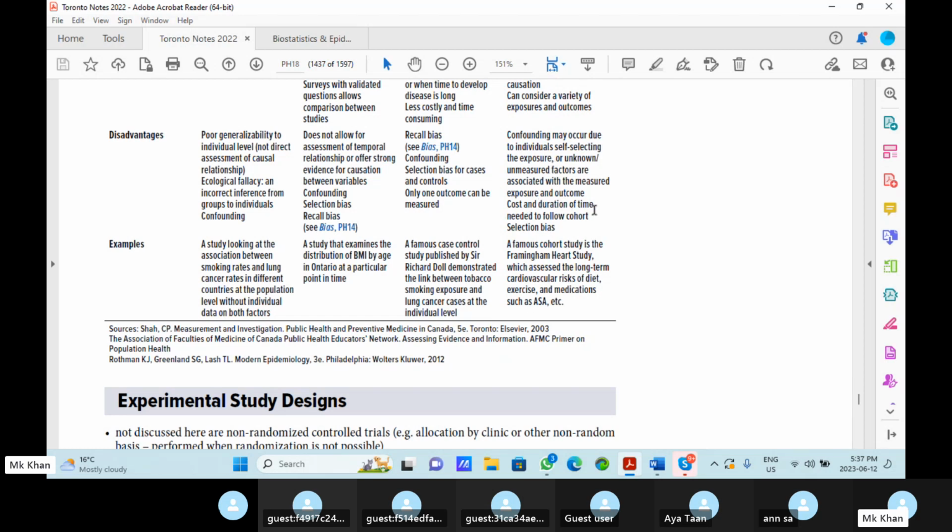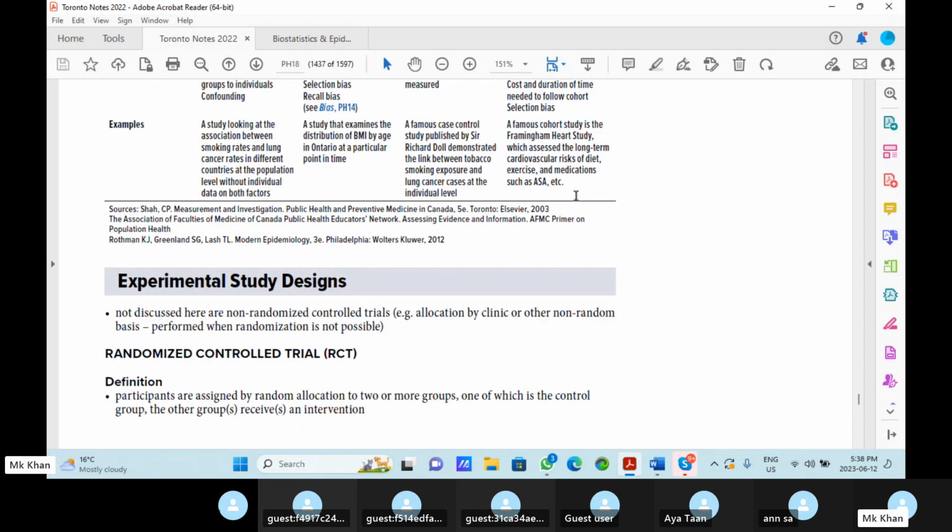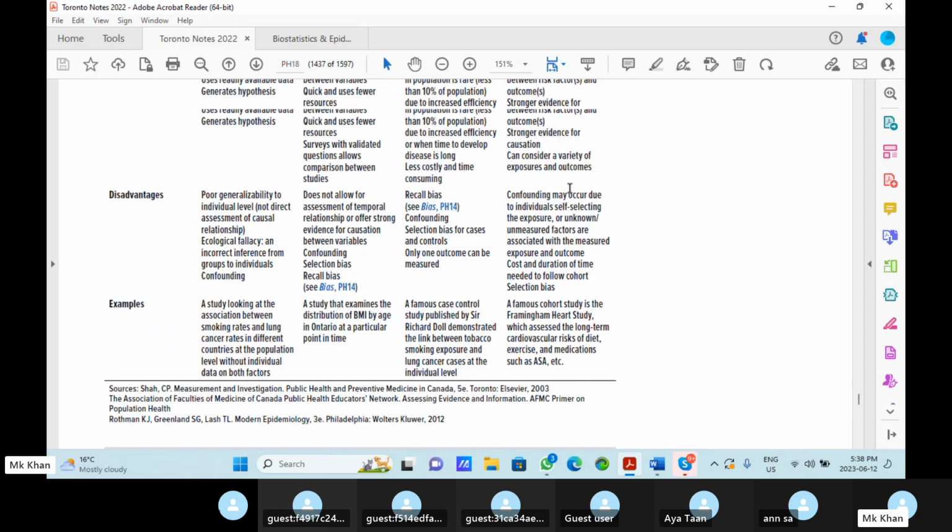And then cost and duration is the main one, the amount of time needed to follow cohorts, because you are following them for a long period of time. So it's kind of an expensive study, and selection bias and all that can happen. Now, the example of a famous cohort study is the Framingham Heart Study, which assessed the long-term cardiovascular risk of diet, exercise. So this was the example of the cohort study.